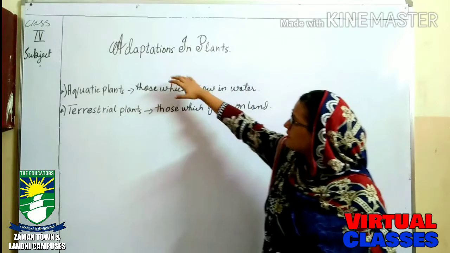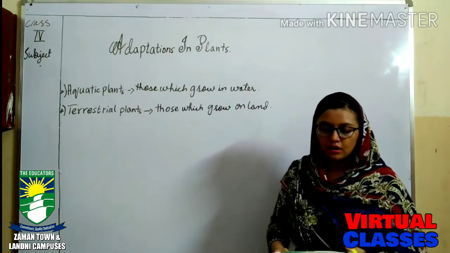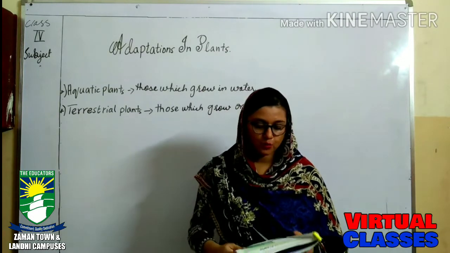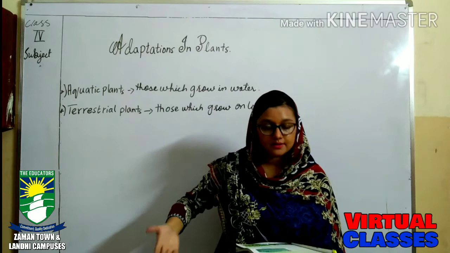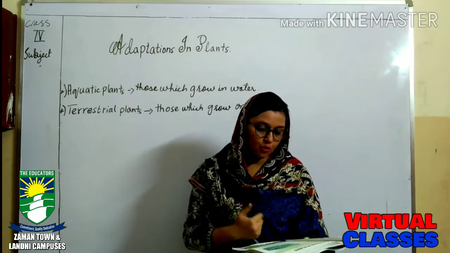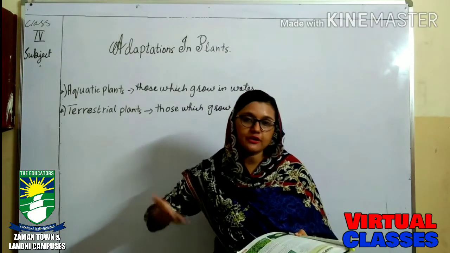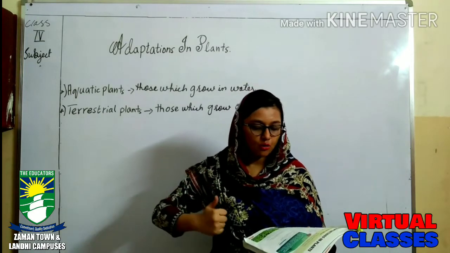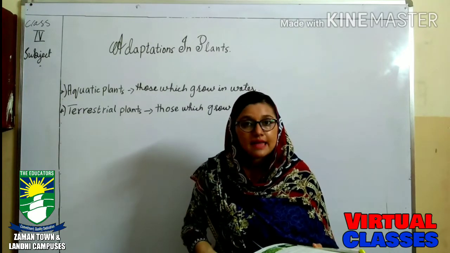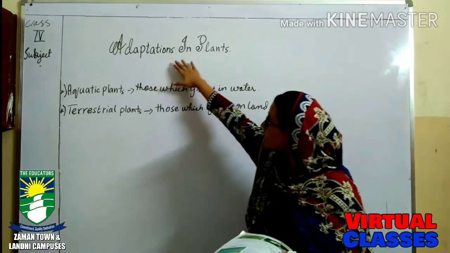Now, today I'm going to explain the new lesson in science, adaptation in plants. Plants grow all over the world. Some can survive in hot deserts while some are found in colder regions. So, we find different kinds of plants in different natural surroundings. Plants develop special features to adjust themselves to the surroundings. This process is known as adaptation.